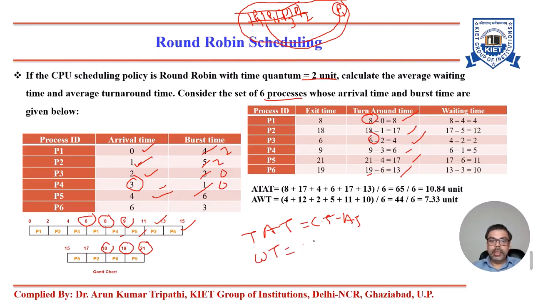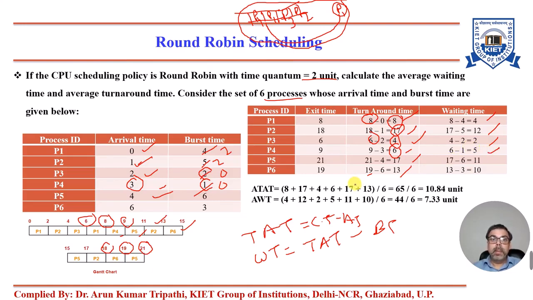Now, waiting time. Waiting time can be calculated as turnaround time minus burst time. So turnaround time for process P1 is 8 and its burst time is 4. So 8 minus 4 is equal to 4. For process P2, turnaround time is 17 and burst time is 5. So it is 12. For process P3, turnaround time is 4 and its burst time is 2. So 4 minus 2 is equal to 2. For process P4, turnaround time is 6 and its burst time is 1. So 6 minus 1, 5.